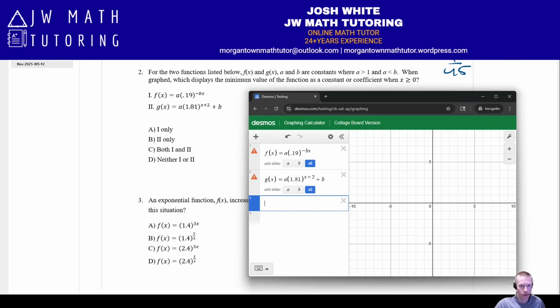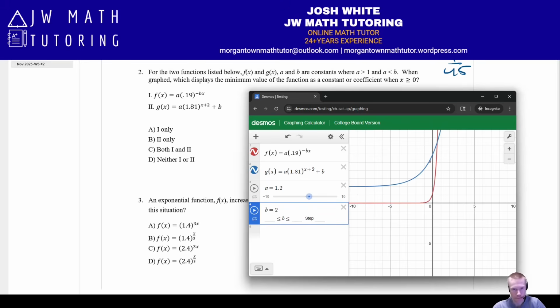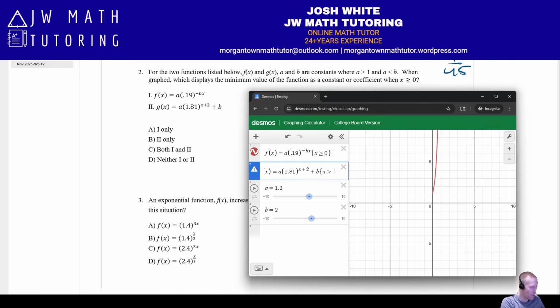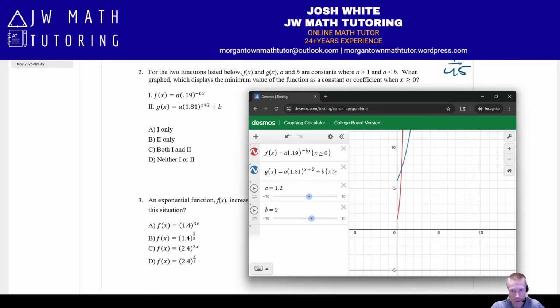Okay, now we have to pick numbers for a and b. A is greater than 1, and a is less than b, which really means b is greater than a, if you want to think about it that way. So I just said, let's let a equal 1.2, and let's let b equal 2. All right, so now I have both my functions, and I'm going to do one other thing that I forgot to originally. I'm going to add the restriction that x is greater than or equal to 0 on both of the graphs.